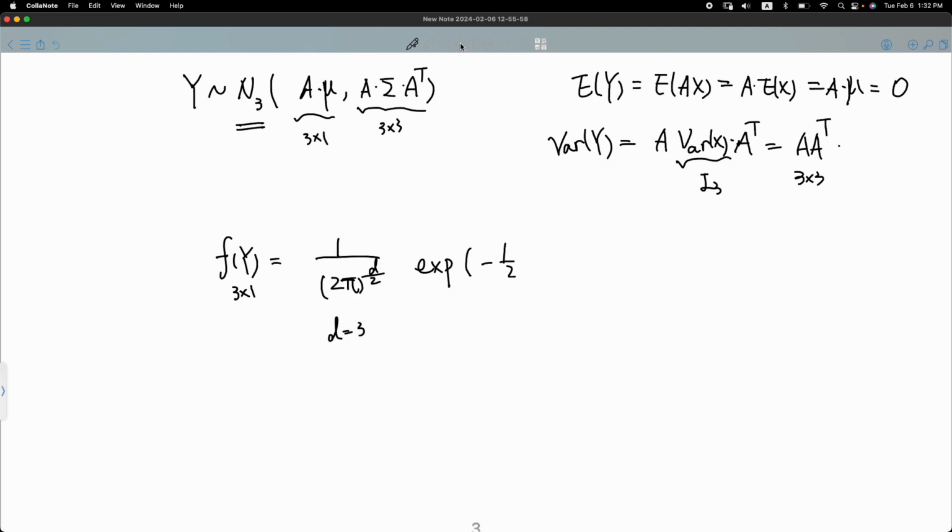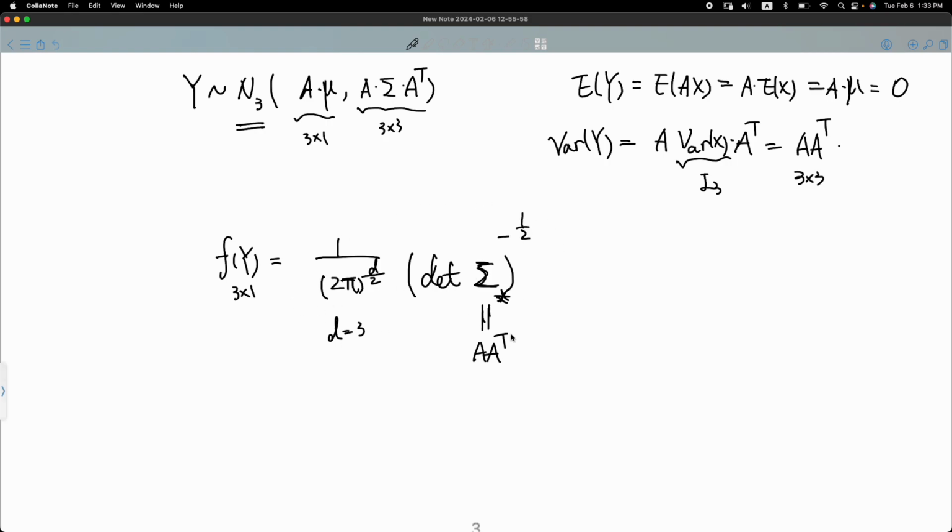Beside that, there's also one copy of the determinant of sigma star, which in our case is the A transpose here. This sigma matrix is not the same as the sigma matrix for X. This is the sigma matrix for Y. So if you want, you can denote it as a sigma star. The determinant of that altogether is raised to the power of negative 1/2.